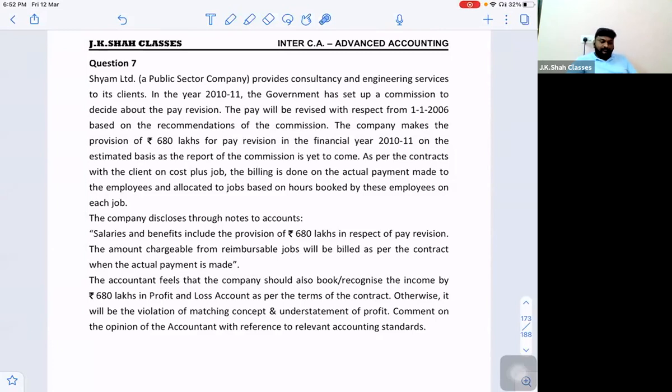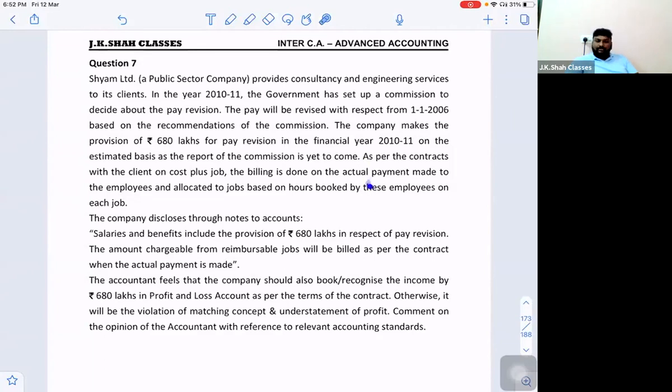No problem, sir. The company makes the provision of 680 lakhs for pay revision in the financial year 10-11 on an estimated basis, as the report of the commission is yet to come. So the company knows that the salary will be higher. So it is their present obligation to pay out all the salaries. So on their estimations, the company created a provision of 680 lakhs. They might have passed the entry: P&L account debit to provision for salary hike, or provision for salary increment, whatever it is. So 680 lakh is debited to the P&L.